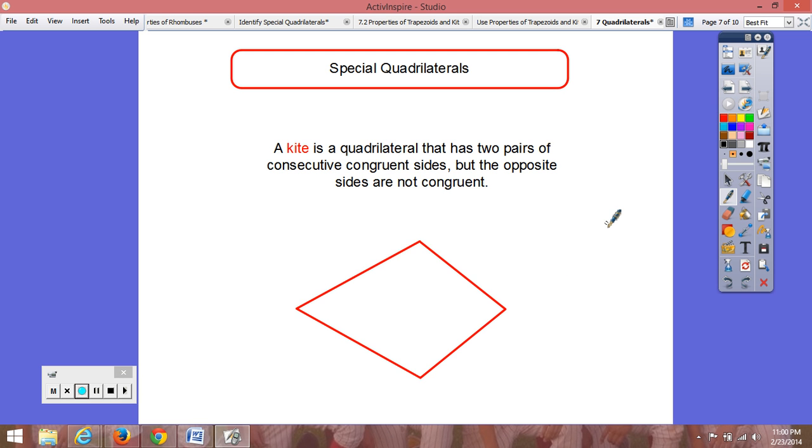Our next quadrilateral is a kite, and a kite is kind of different from all the other ones we've seen so far. It's a quadrilateral that has two pairs of consecutive congruent sides, but the opposite sides are not congruent. So, as we had seen with some other ones, opposite sides are congruent, but with a kite, these two sides are congruent because they are consecutive, and if these two are congruent, then the other two have to be congruent to each other. So you can see the opposite sides are not congruent.